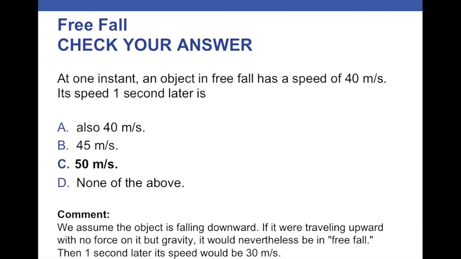That's correct, 50 meters per second. That's because, remember, as time goes on, for every second you add approximately 10 meters per second. So another second beyond this would increase to 60 and 70 and so on and so forth.